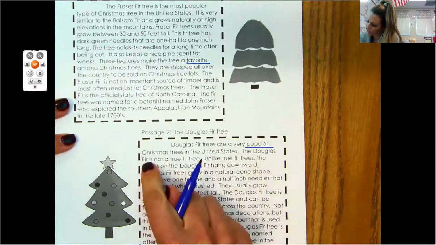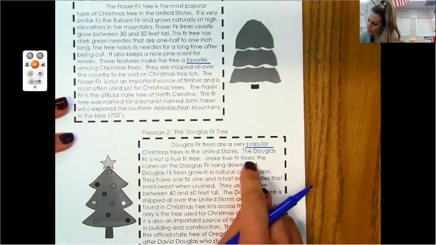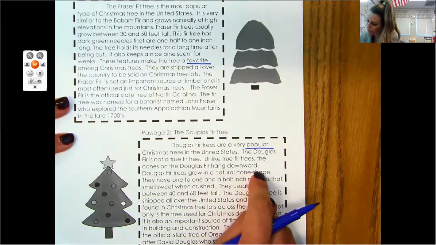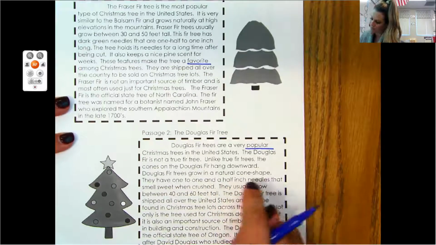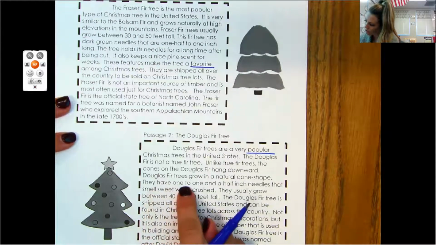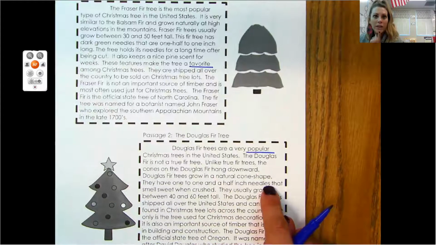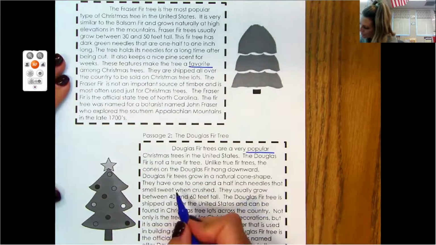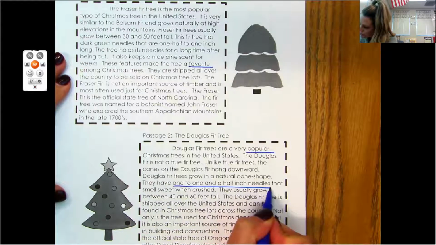The Douglas fir is not a true fir tree. Unlike the true fir trees, the cones on the Douglas fir hang downward. Douglas fir trees grow in a natural cone shape. See how they have the kind of like the cones? They have 1 to 1.5 inch needles. Oh, is that a same? Is that a similarity? That's a compare, right? They have 1 to 1.5 inch needles.